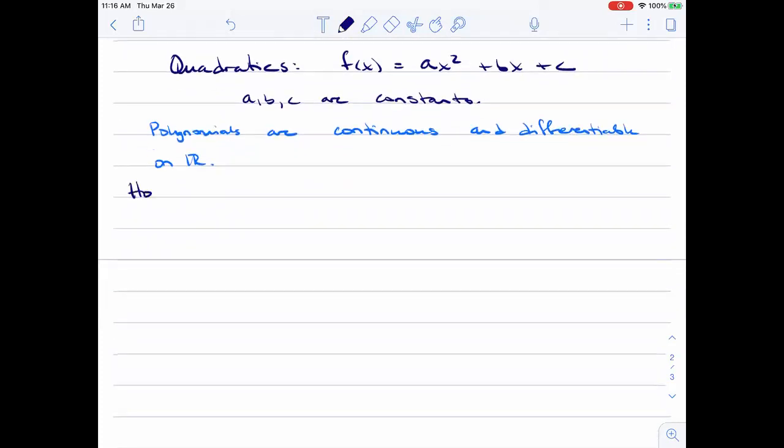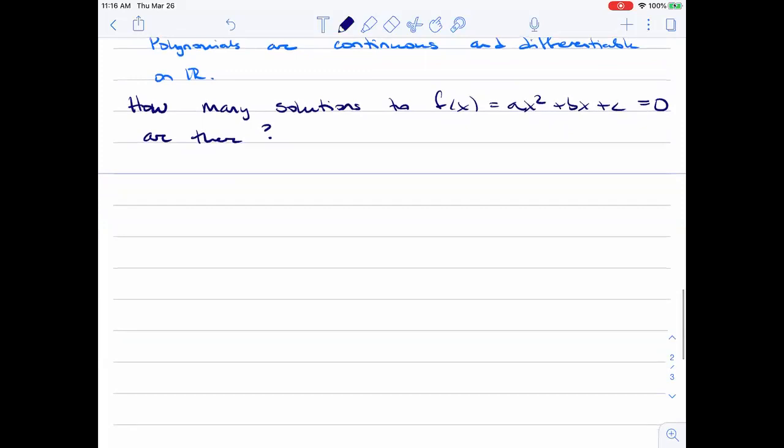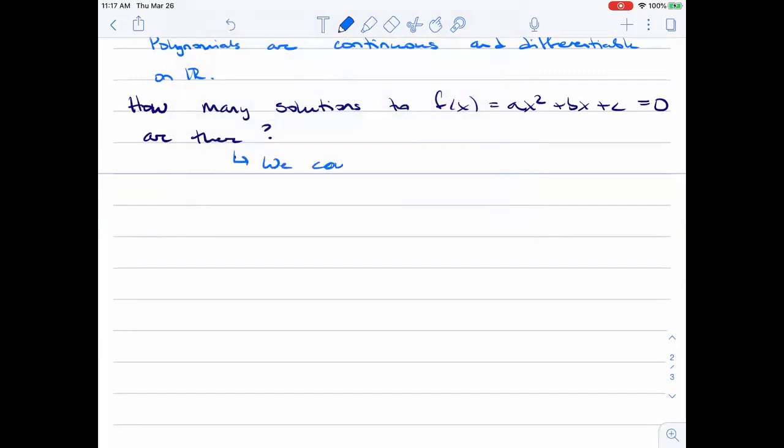So what we want to know is how many solutions to f of x equals ax squared plus bx plus c equals 0 are there? We know from experience that we've got this quadratic, and so we know that there could either be 0, 1, or 2 solutions. We could have 0, 1, or 2 solutions.